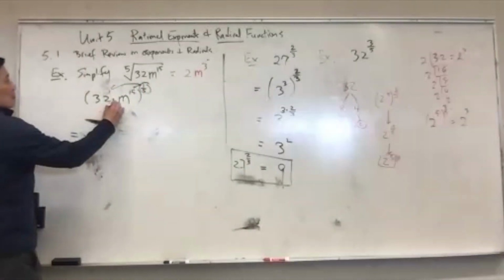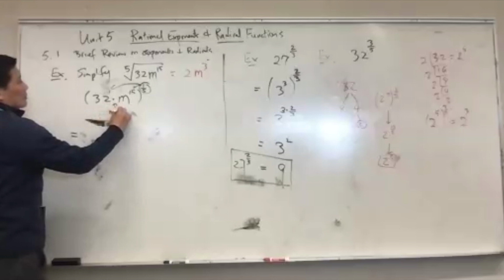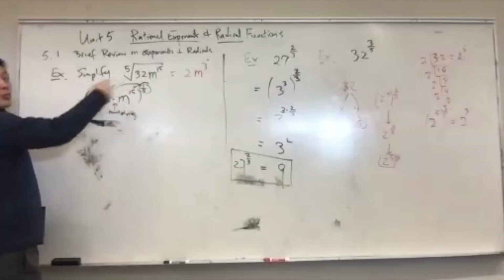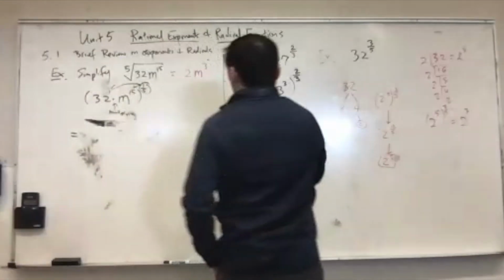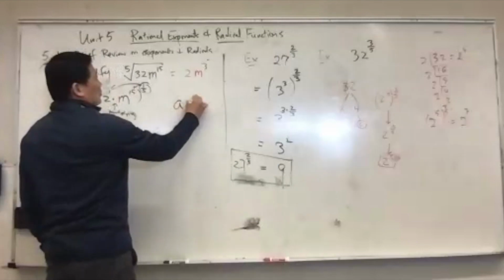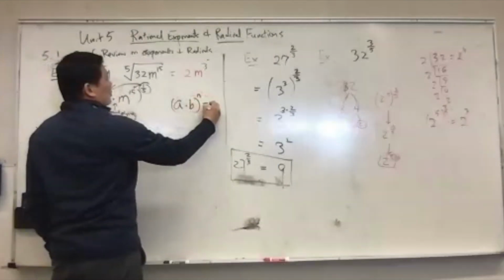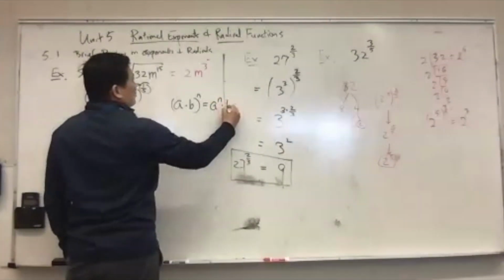If you're multiplying, then you can distribute the exponent, right? So another rule here is if you have a times b to the n power, this is a to the n times b to the n power.